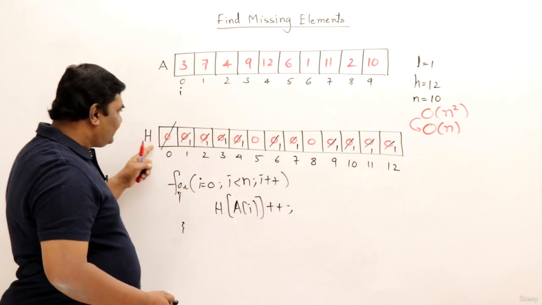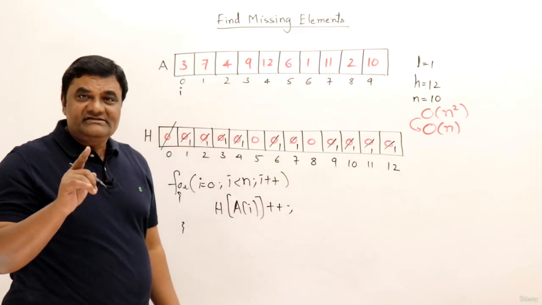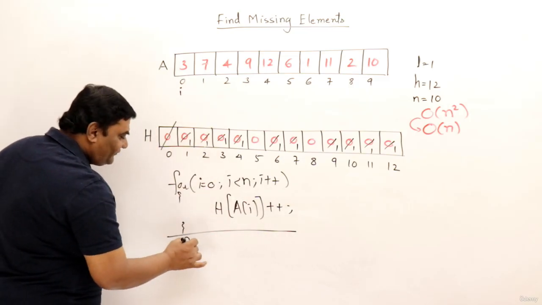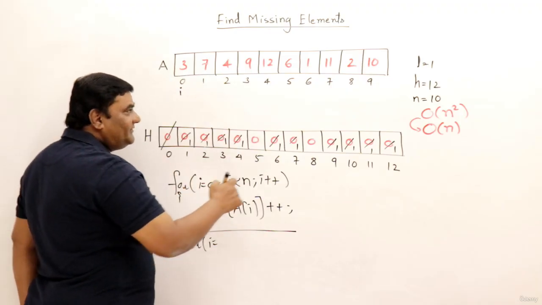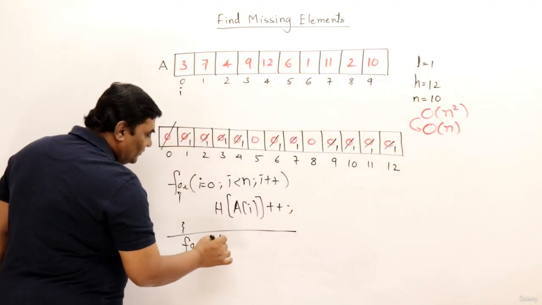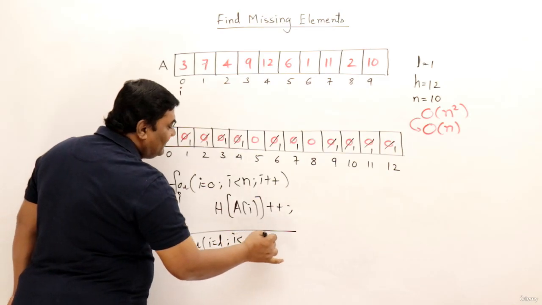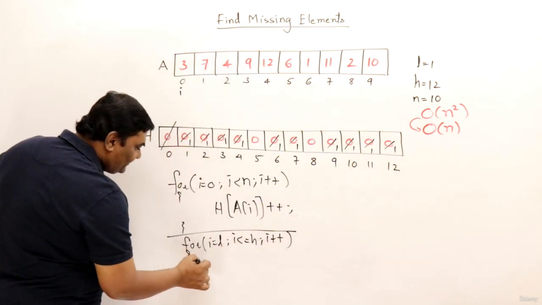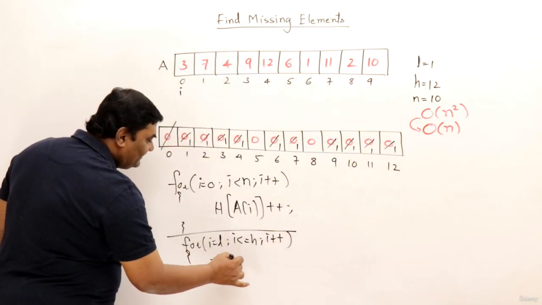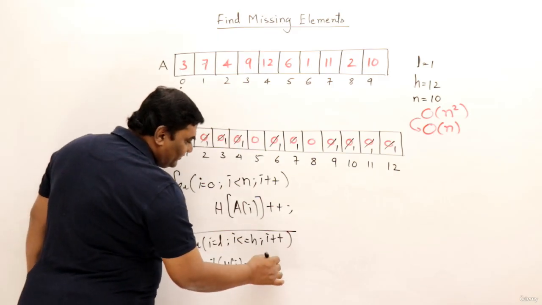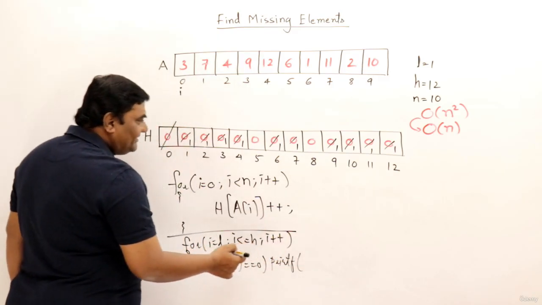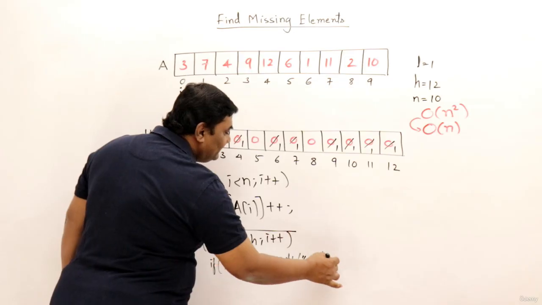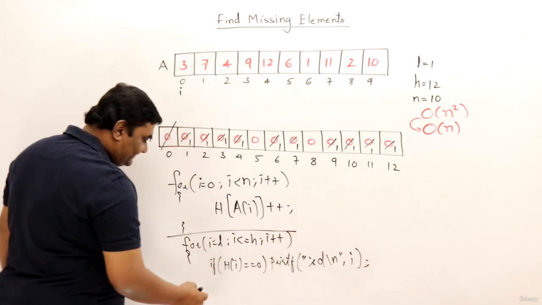Then I have to scan through the hash array and find the missing element. Wherever it is 0, that element is missing. Simple. So I will write one more loop. After this, the next for loop: for i assign, I should start from low, and i less than or equal to high, i plus plus. So I should start from 1 and go up to 12. Then every time I should check if h of i is still 0, which means the element is not there. So I will simply printf. For example, h of 5 is 0, so 5 is not there. So printf percent d, new line, and i, which is the index.